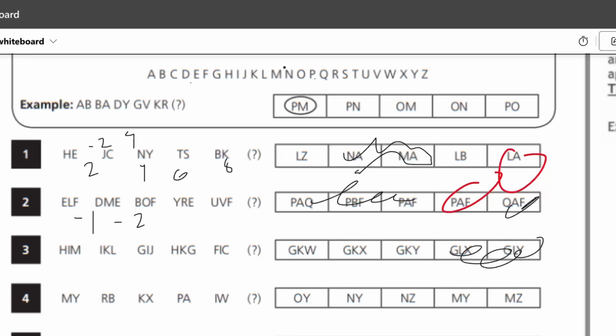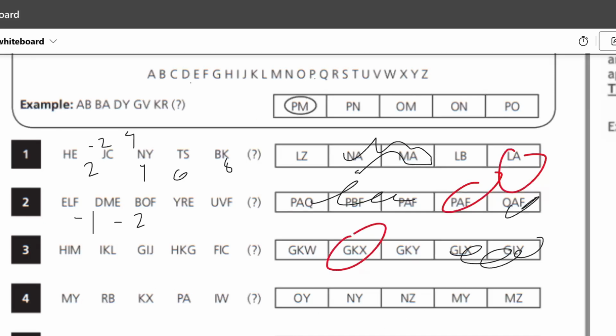The last letter, we're going to go M to L, back 1, back 2 to J, back 3 to G, back 4 to C. We have to go back 5. So 1, 2, 3, 4, 5. Our last letter is going to be X, which means we get G, K, X.